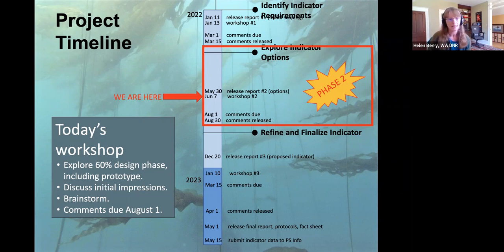And in some ways, this is the most fun stage because we're at the 60% design stage. So it's sufficiently developed for you all to see where we're going and to help us determine where it goes from here. So today we're going to introduce you to the prototype indicator, and we want to hear your initial impressions and your questions. There's a 200-page report, which I suspect most people haven't read yet, which is totally fine.